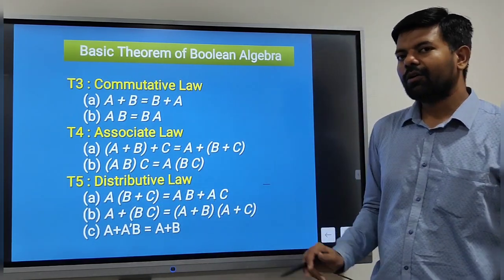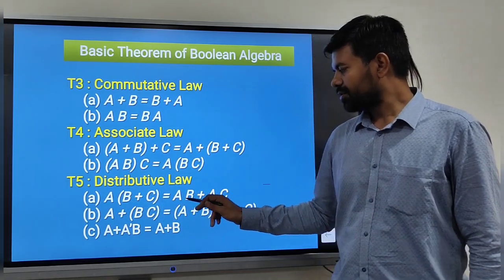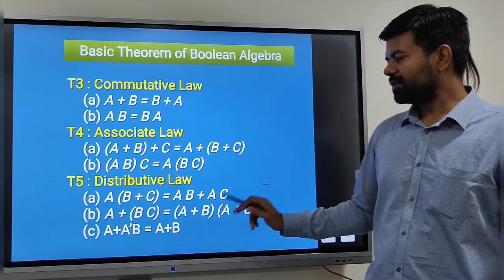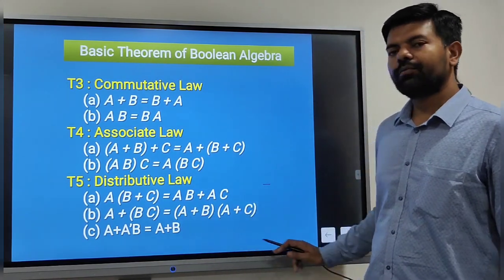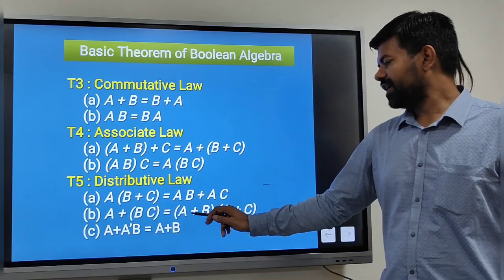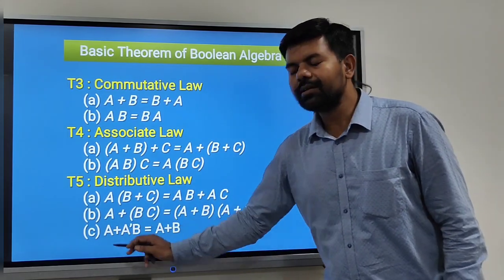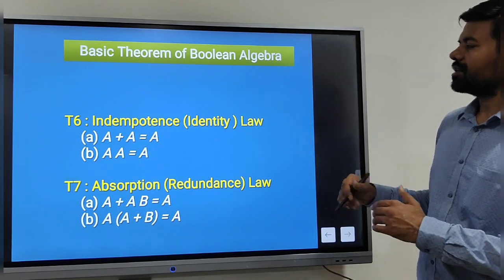Distributive law, now we can multiply also. See, a dot (b plus c) equals a dot b plus a dot c. Also a plus (b dot c) equals (a plus b) dot (a plus c). This is the basic formula which is derived from the theorems. A plus BC becomes (A plus B)(A plus C). Similarly, the third one.